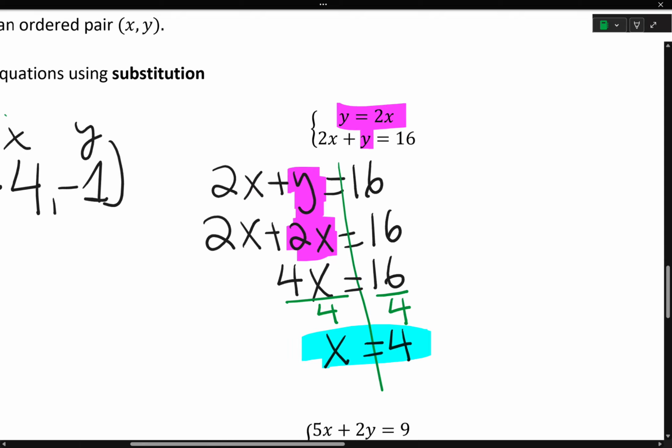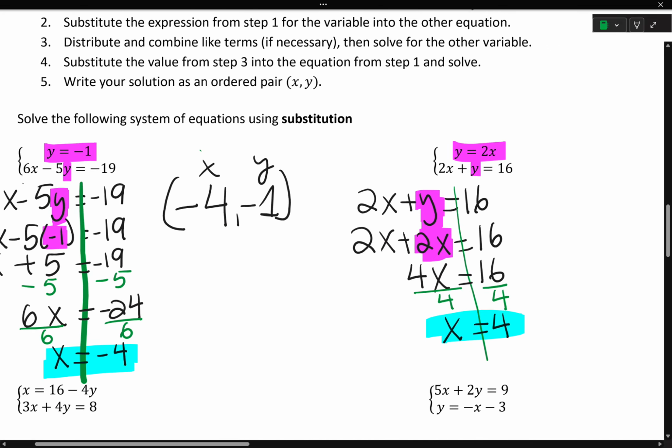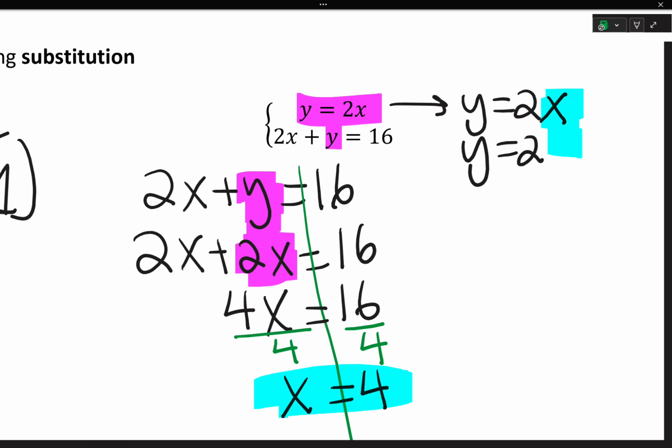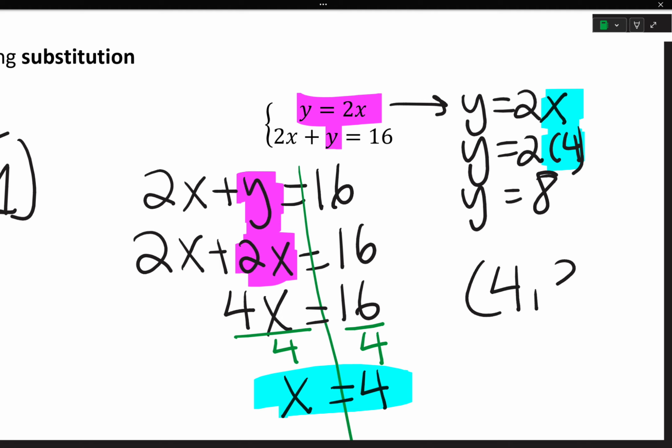Unlike the previous problem, we don't have y equals a number. We have y equals 2x. So what we have to do here is plug x in. Instead of y equals 2x, I'm going to have y equals 2 times 4. So y equals 8. Our solution is 4, 8.